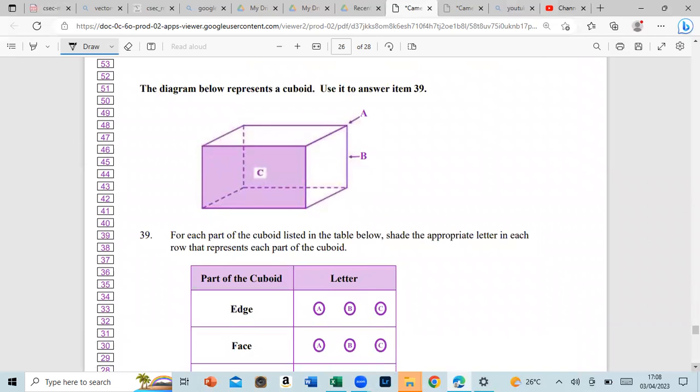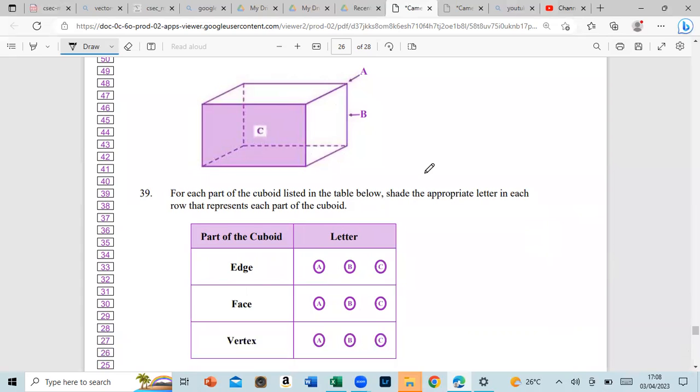All right. Let's move on to 39. It said the diagram below represents a cuboid. Use it to answer item 39. For each part of the cuboid listed in the table below, shade the appropriate letter in each row that represents each part of the cuboid. So for the edge, we circle the letter. So you look at it. Is A the edge, B the edge, or C the edge? And you will circle that letter. Same thing for the face. You will go down to face and say, okay, which is the face? Is it B, A, or C? So you basically have 3 options. So let's go.